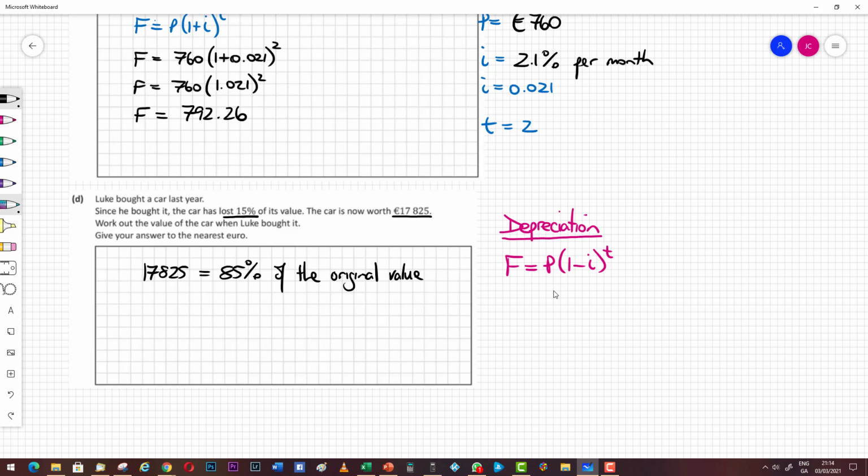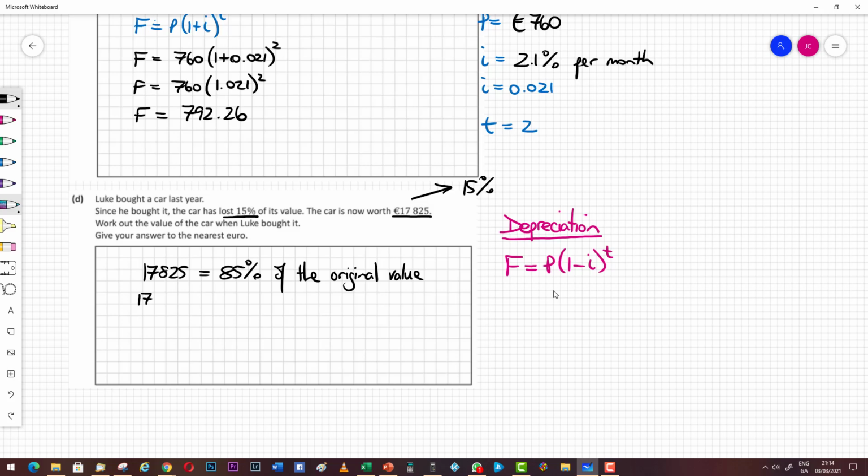You can't find 15% of this amount and add it back on. It's not the same. 15% of the original is 15% of a bigger value. So 15% of 17,825, that's a smaller number than what it used to be worth. And so, you can't just find 15% of this smaller number and add it on. We want to know what the bigger number was, the price of the car originally. So if we say that 17,825 is 85% of the original value, it's lost 15% of its value, it's now worth 85% of it. We can then find 100% of the original value easy enough.